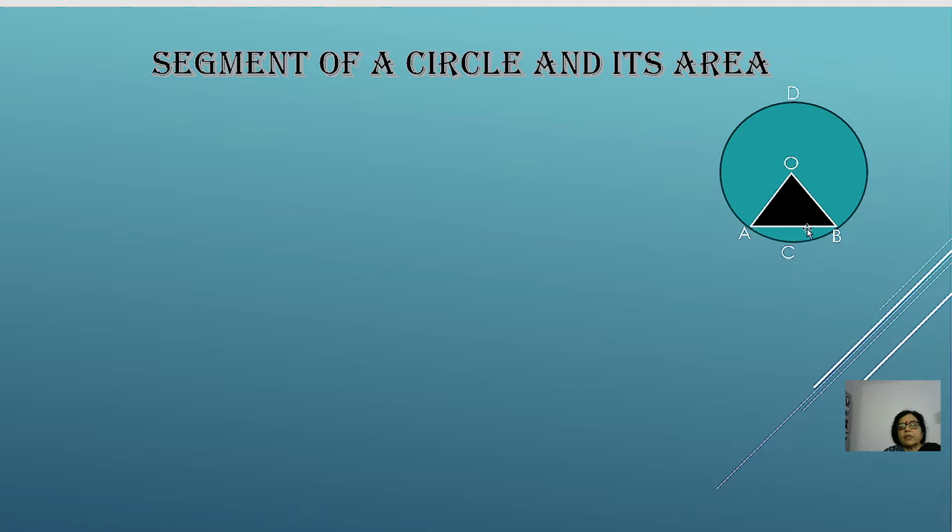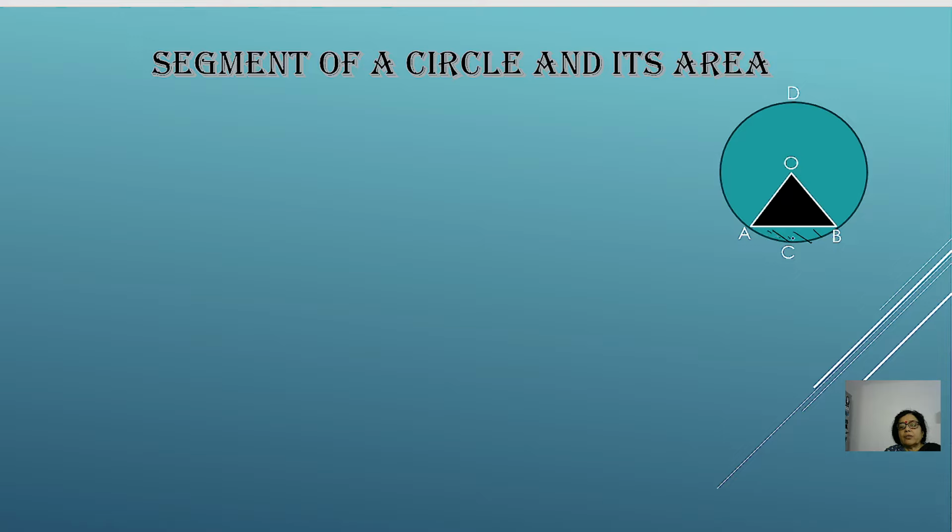Now here we have a chord AB which is dividing the circle into ACB and ADB. Now, to calculate the area of this region, that is ACB, the minor segment of the circle, what we need to understand is this whole area is basically a sector. If you look at the figure carefully, AOBC becomes a sector. And from the sector, if we remove the triangle, that is AOB, we will get the area of the segment.